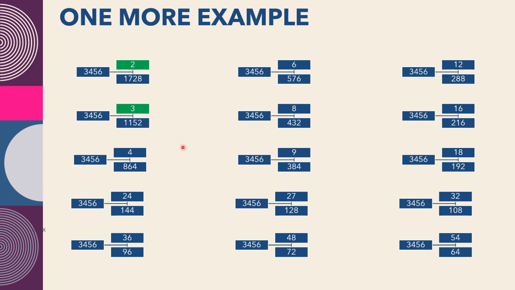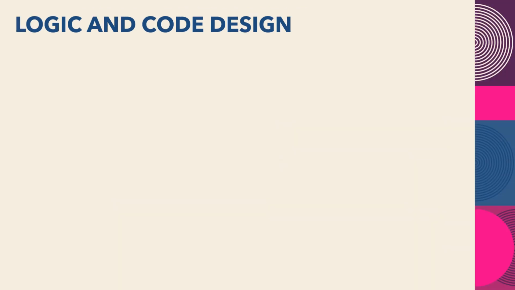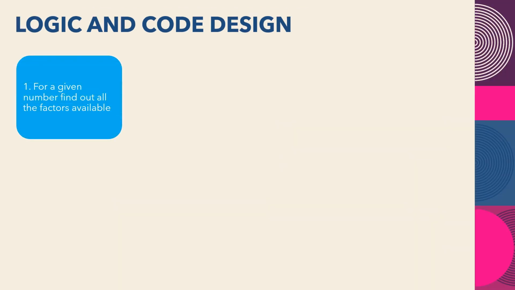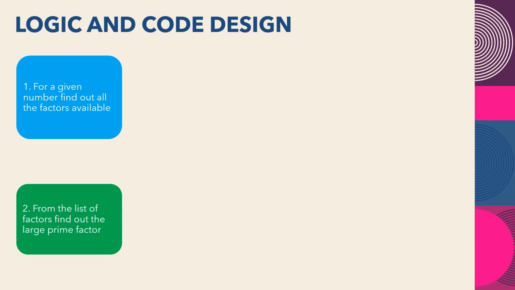Now let us find out the logic of how to find the largest prime factor, and also the code. Here the logic is very straightforward. First we need to find all the factors of a given number, and second, from these numbers we need to find out whether the number is prime and also whether it is the largest. These are the two simple steps we need to follow to design the code.